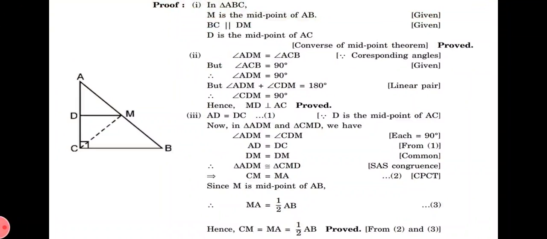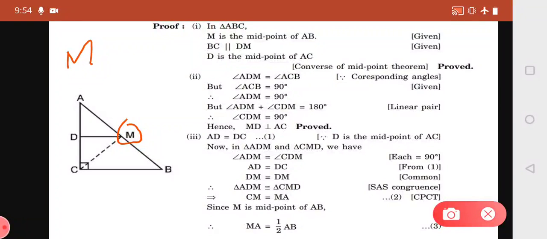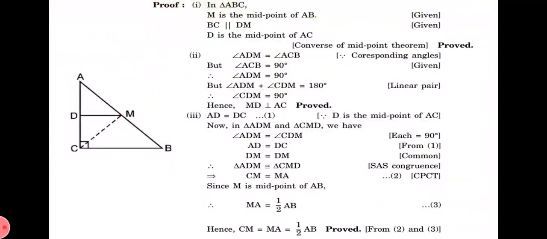Now we know that since M is the midpoint of AB, therefore MA equal to half AB. MA will be half of AB. Now we have proved already that CM and MA are equal. So we write CM equal to MA equal to half AB from 2 and 3. Hence proved.